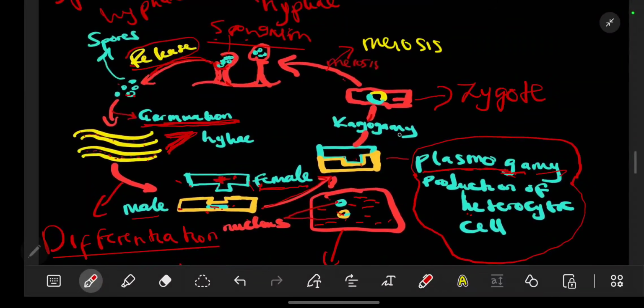This heterocytic cell will now be able to undergo the process of karyogamy. Karyogamy is the fusion of the nucleus. After that, we are going to have our meiosis, in which there will be the reduction in the number of chromosomes, thereby producing half the number of, or rather genetically different spores. Then we are going to produce the sporangium, and the cycle continues like that.